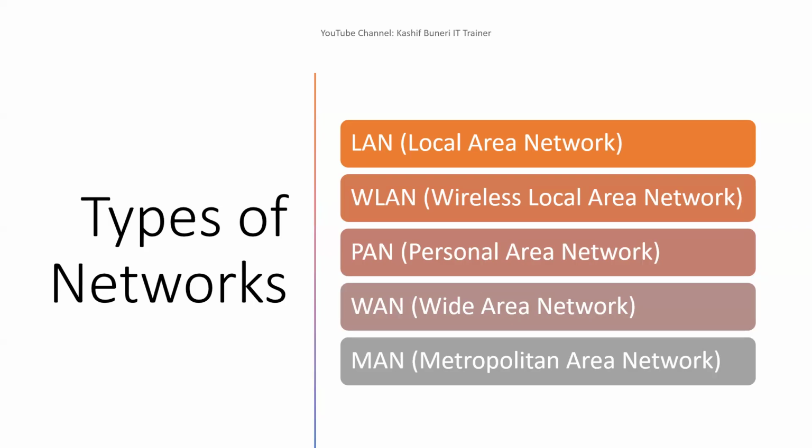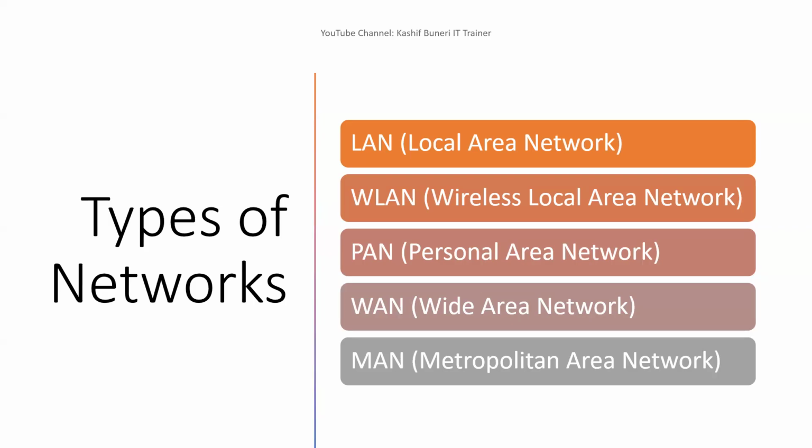What is a personal area network? A personal area network is also a type of LAN, but it is designed for very limited communication. The best example is Bluetooth technology. If you have two mobile phones, connect them, and start sharing data using Bluetooth, that is an example of a personal area network.